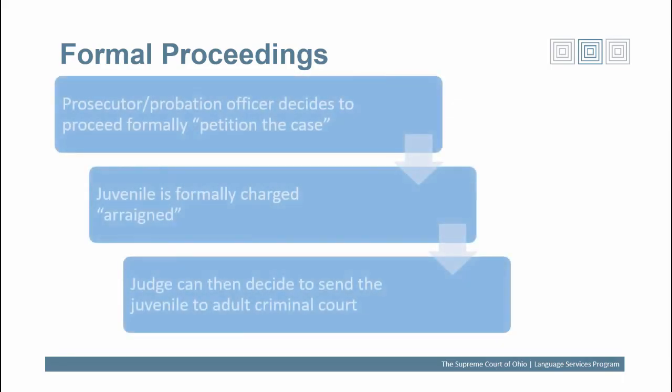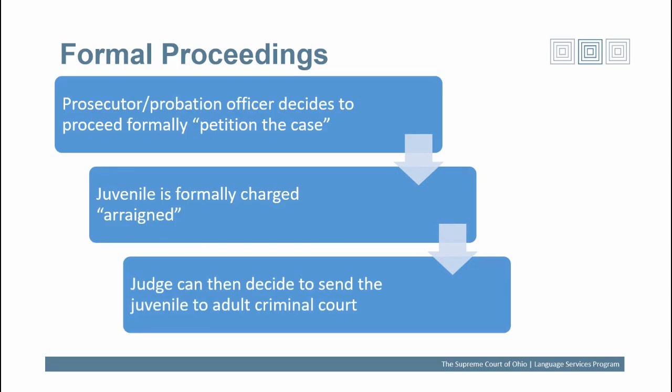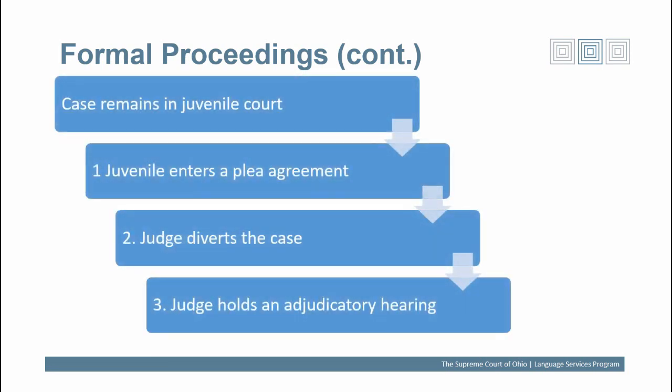If a formal proceeding will take place, the prosecutor or probation officer decides to proceed formally or petition the case, and the juvenile is formally charged or arraigned. The judge can then decide to send the juvenile to adult criminal court. If the case remains in juvenile court, it can be addressed several ways. The juvenile enters a plea agreement, the judge diverts the case, or the judge will hold an adjudicatory hearing, which is the delinquency ruling.